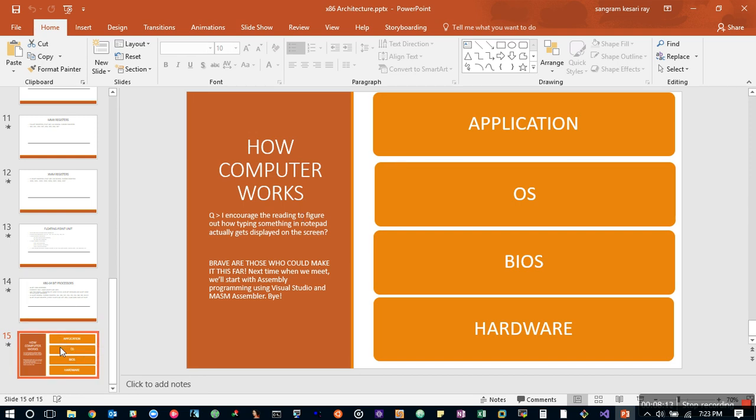I hope it makes sense, and ask me more questions. That's the end of x86-64 architecture. There's nothing much here, and that's all there is.